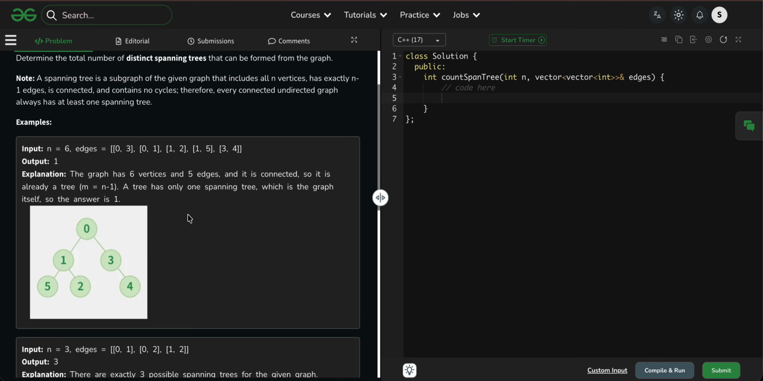So understand the spanning tree. What is a spanning tree? A spanning tree contains all n vertices, here n is equal to 6, and has exactly n minus 1 edges. What are the edges? 1, 2, 3, 4, 5. No, sorry, not 6, it is 5. It is connected and has no cycle, right? This is the spanning tree.